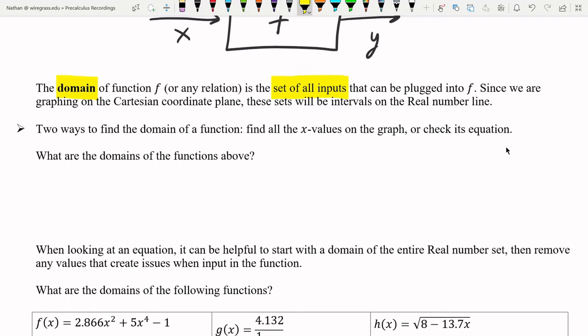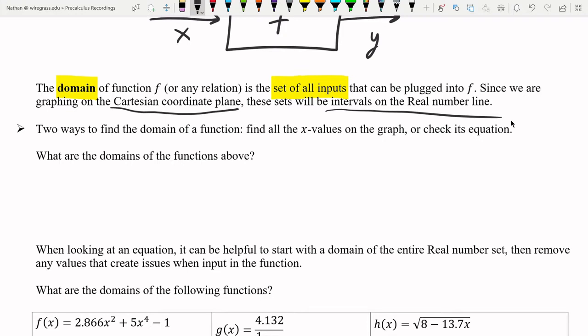Now, since we're going to be graphing on the Cartesian coordinate system, now this is the important bit here, Cartesian coordinate plane. This is a real number system. You cannot have any imaginary numbers in this. So if you plug in an input, you get an imaginary number as an output, that is not allowed. And of course, the domain is going to be the x portion of the graph. And so these are going to be intervals on the real number line.